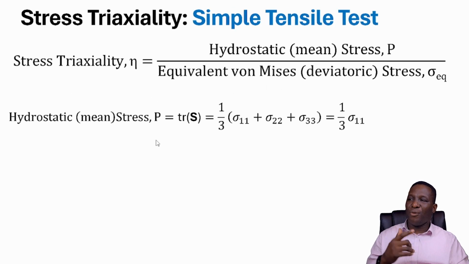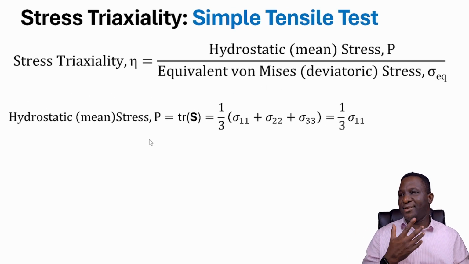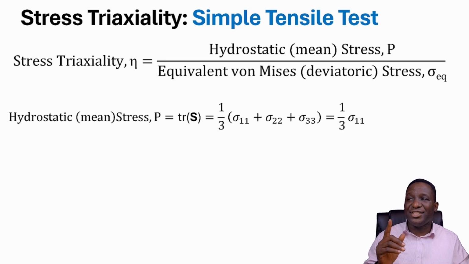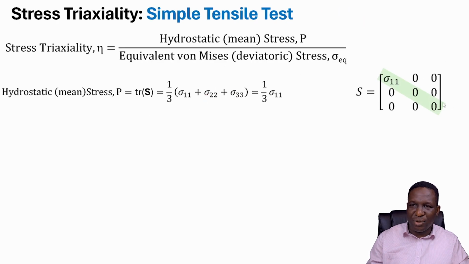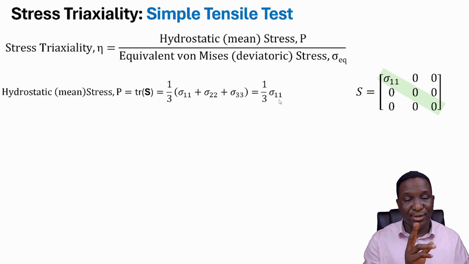Now, if we look a bit more, this hydrostatic or mean stress is basically the trace of the stress tensor. In other words, we want the mean of the stresses in the diagonal direction: sigma 1, sigma 2, sigma 3 divided by 3. So basically, this is what you have. And we know that in this instance the 2 and 3 stresses are 0. So ultimately, the P term, the hydrostatic mean stress for this simple tensile test, will be 1/3 of sigma 11. So that's number 1 of the term.